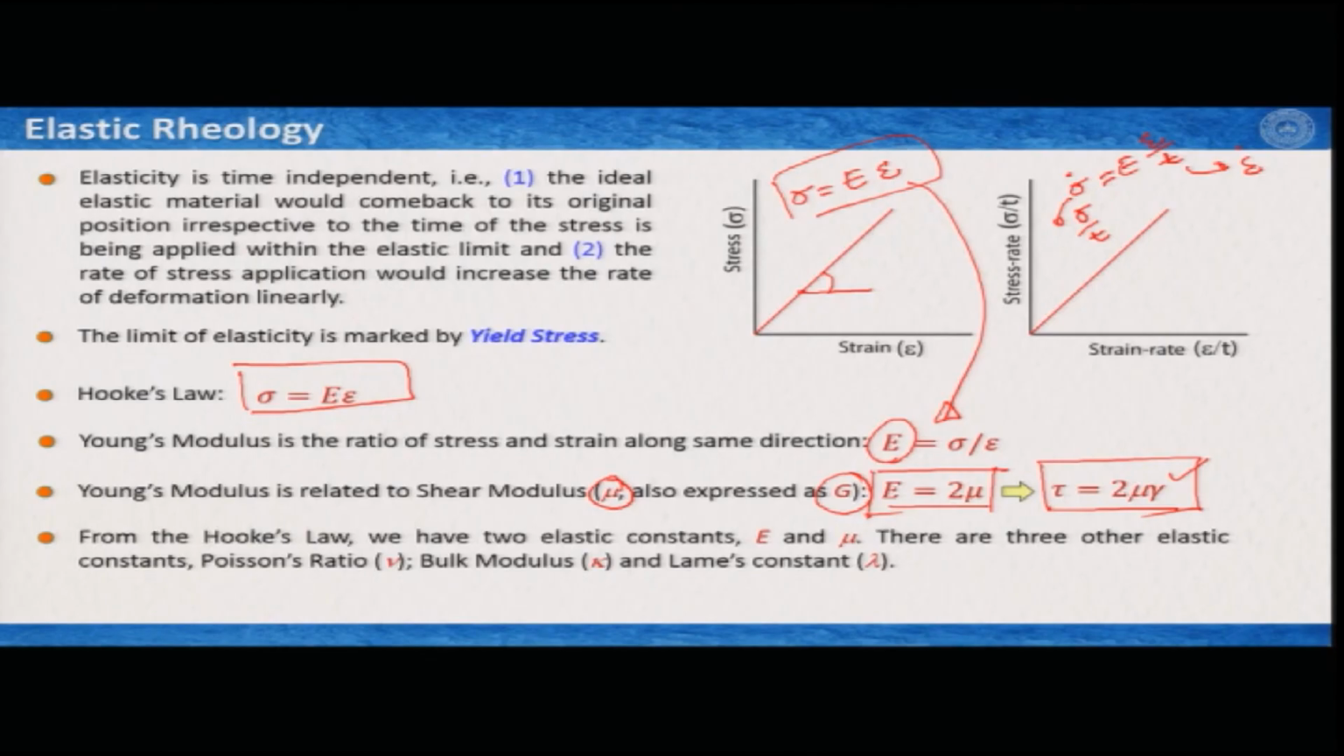Now, from these we have already found two constants, one is Young's modulus and another is shear modulus. However, from Hooke's law we can also get 3 other elastic constants. One is Poisson's ratio, another is bulk modulus, and the third one is Lame's constant. In fact, in some textbooks mu and lambda, these two terms, are together referred to as Lame's constants. Poisson's ratio is generally referred to by the Greek letter nu, and bulk modulus is generally referred to by the Greek letter kappa. Let us see what Poisson's ratio is.